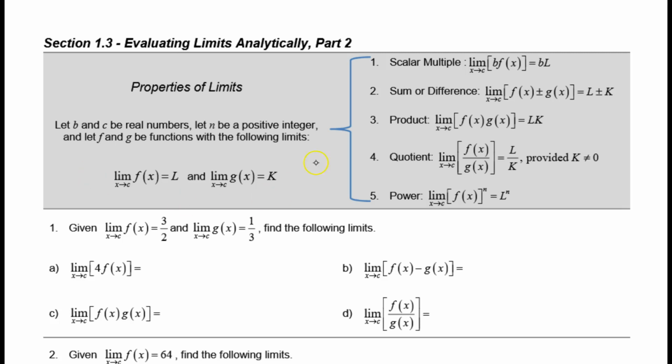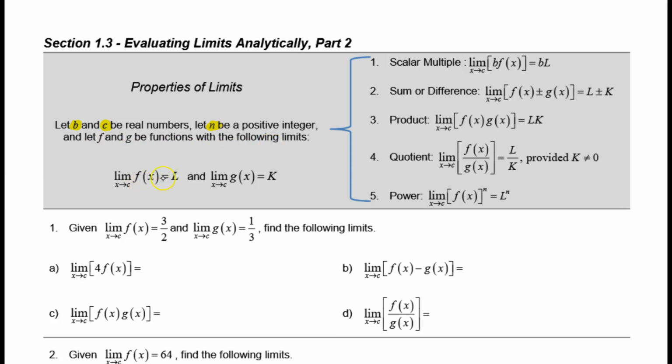Over here on the left-hand side, I've got a list of our initial conditions, just some criteria we're going to set up before we go in and discuss these different properties of limits. The first is that b and c, lowercase b and c, are real numbers, so anything you can point to on a number line. n will be a positive integer: 1, 2, 3, 4, 5, 6, etc. f and g are going to be functions that have the following limits.